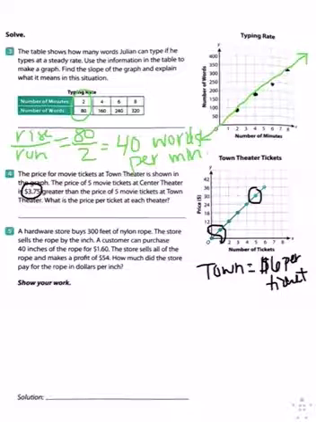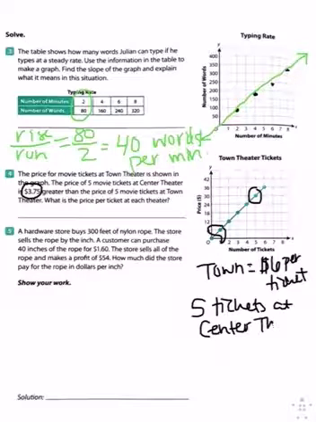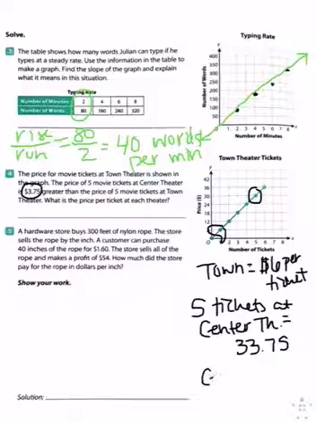So 5 tickets at Center Theater is $33.75. I added my 30 and my 3.75. Now, to find the unit rate, the cost per ticket for Center Theater, we're going to divide. So we're going to take $33.75 and divide it by 5. If you do $33.75 divided by 5, you end up with $6.75. So the Center Theater costs $6.75 per ticket.